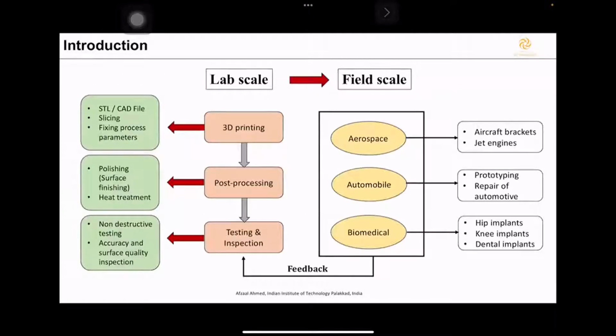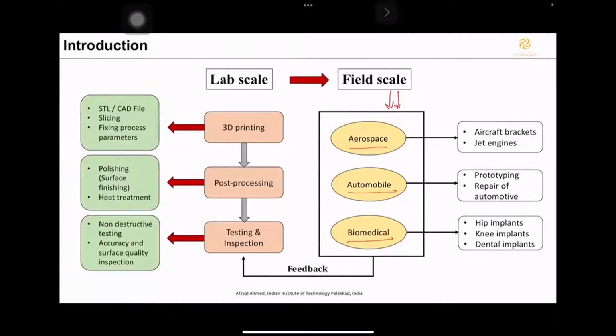All right, we'll start with the introduction, which is additive manufacturing from lab scale to the field scale. Let us explain what we mean by lab scale to field scale. If you see here, lab scale or field scale includes all these things. I've highlighted a few industries, but there is a much wider scope of additive manufacturing in other sectors of industry as well. But I've highlighted aerospace, then automobile, then biomedical application.